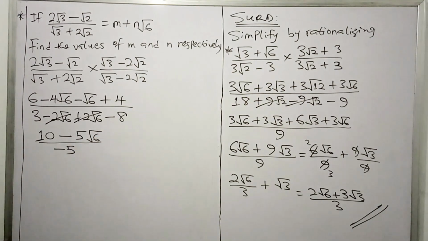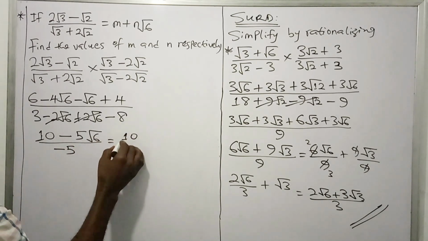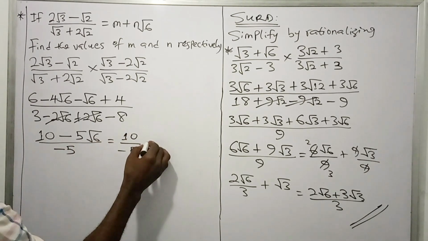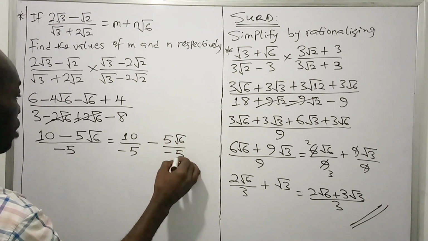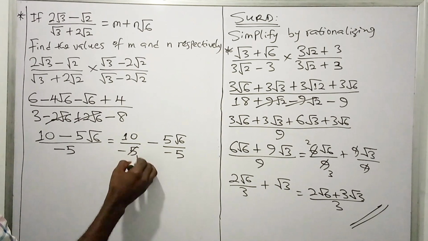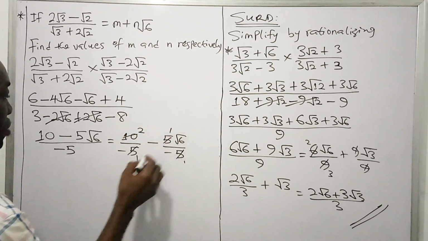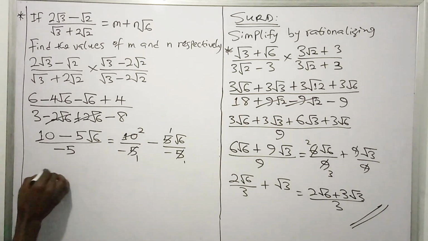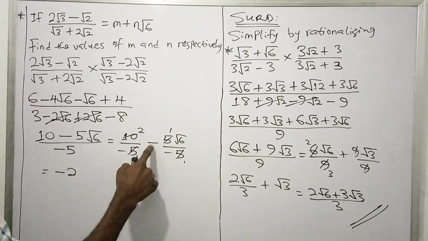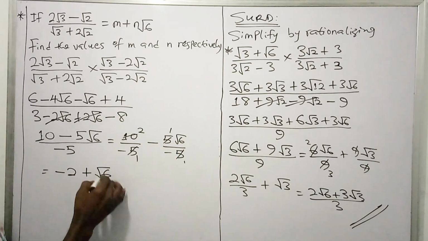negative 5. Now, if we separate the denominators here, this will give us 10 over negative 5, minus 5 root 6 over negative 5. So 5 here goes into 10 two times, then here, 5 will cancel out 5. So what this will give to us now is minus 2. Negative, negative becomes positive root 6.